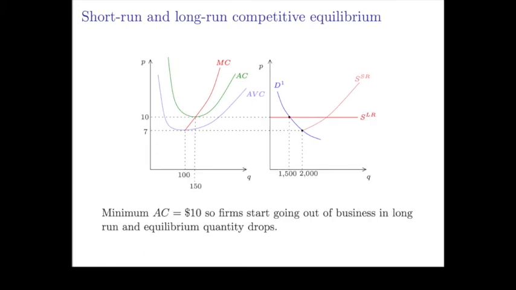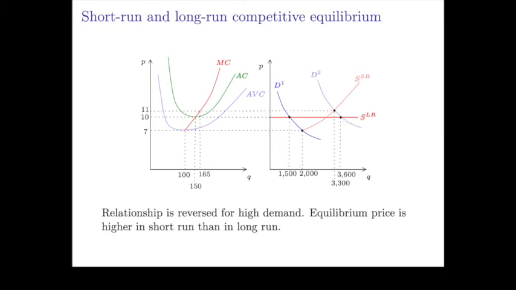Remember that the long run supply curve is a horizontal line at the price equal to the minimum average cost. The minimum average cost is at $10. So this long run supply curve is just a horizontal line at $10. So firms are going to start going out of business until the equilibrium quantity drops to 1,500 and the price rises to $10. So the long run price is higher and the long run quantity is lower compared to the short run.